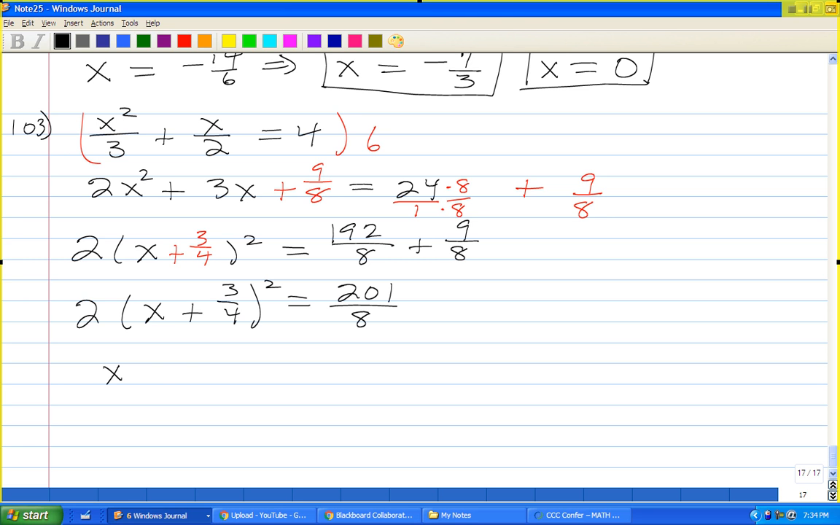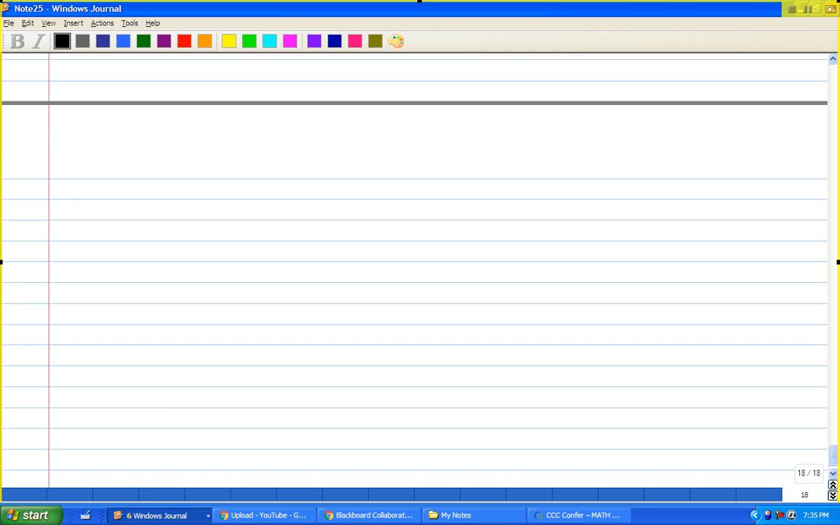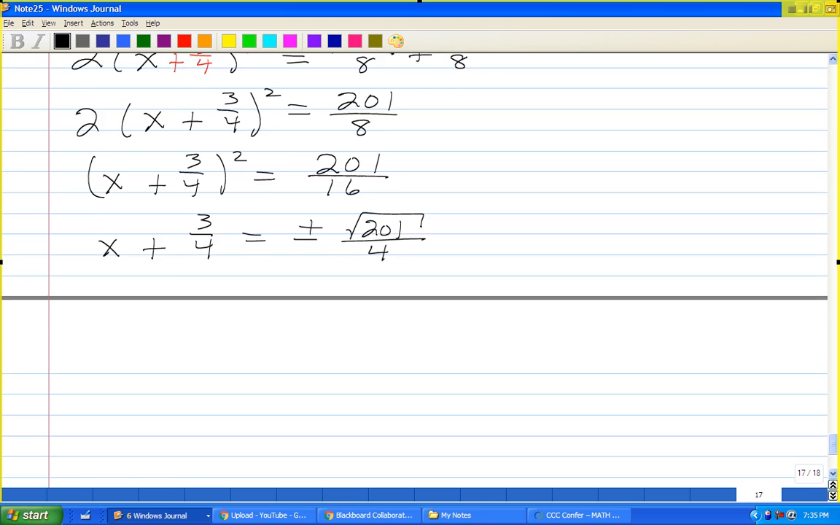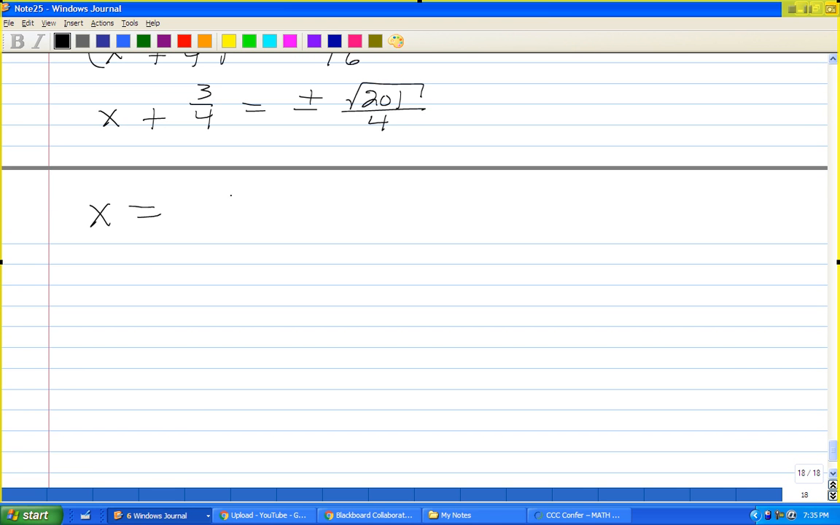So I have that x plus 3/4 squared is equal to 201 divided by 16. By the square root property, I have that x plus 3/4 is equal to plus or minus the square root of 201 over the square root of 16, 4. Subtract 3/4 from both sides of your equation. So x is equal to a negative 3 plus or minus the square root of 201, all over 4. And that's your answer. Okay.